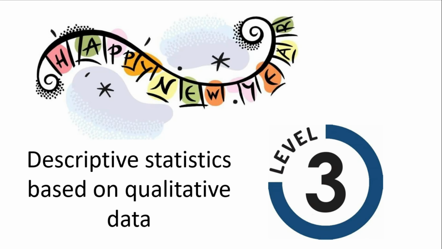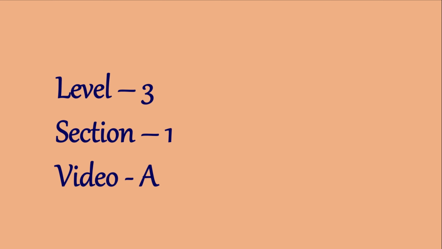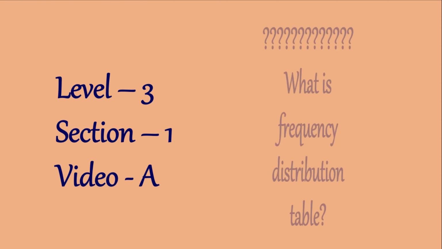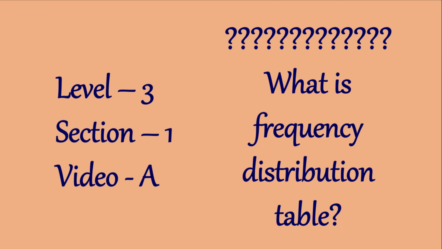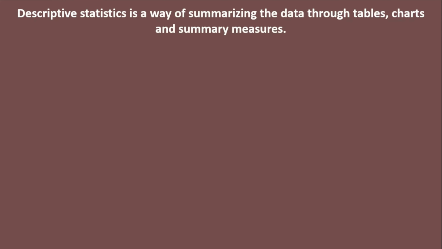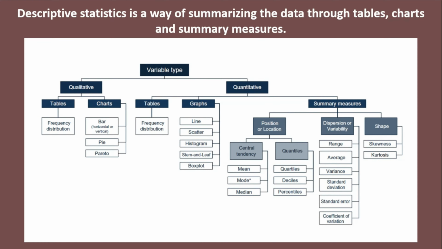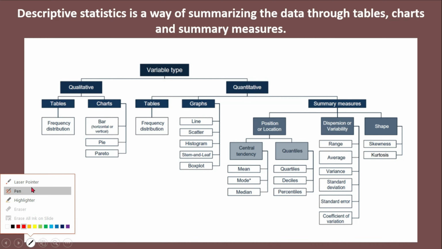This is level 3 section 1 video A, and the topic of the video is what is a frequency distribution table. First, why do we want to study the frequency distribution table? Descriptive statistics is a way of summarizing data through tables, charts and summary measures. We will first focus on tables. Under tables we have only the frequency distribution table.